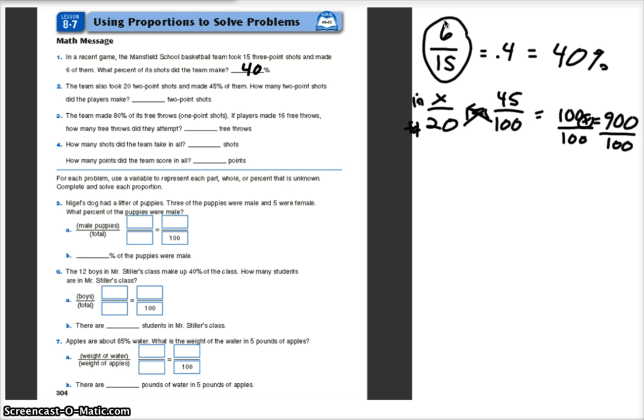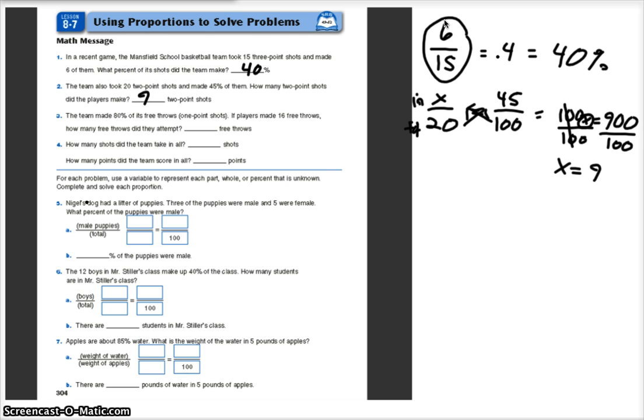Remember, we're trying to get x all by itself, all alone. So since x is being multiplied by 100, we do the opposite, which is division. Okay? Just trying to make that clear. So when you divide by 100, it cancels out, so we have x equals 9. So that means that the team made 9 out of 20 two-point shots. Okay? So that's very similar to what you're going to see here on number 3.